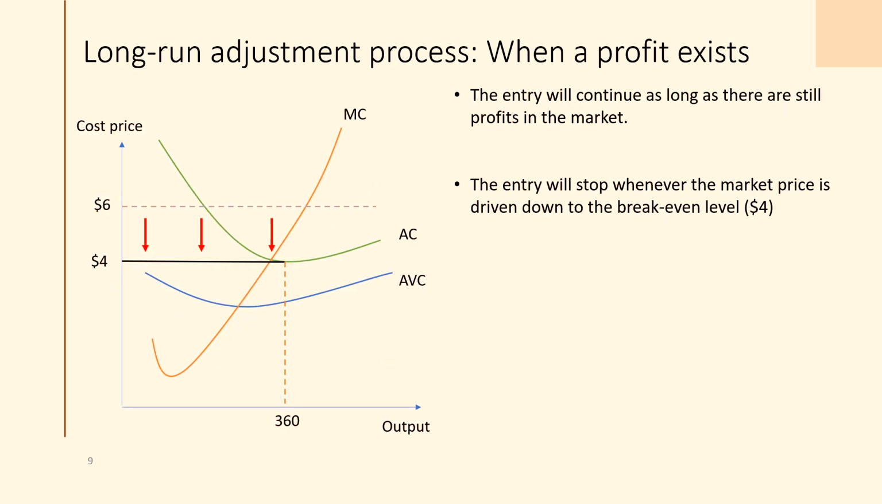Let's say the cost curves stay the same. The more new firms enter, the less profit is created. This process continues over time. Entry will continue as long as firms are earning profits. Eventually, the market price will fall to the break-even level where price equals the minimum of average cost. At this point, firms are earning zero economic profit and entry will stop.